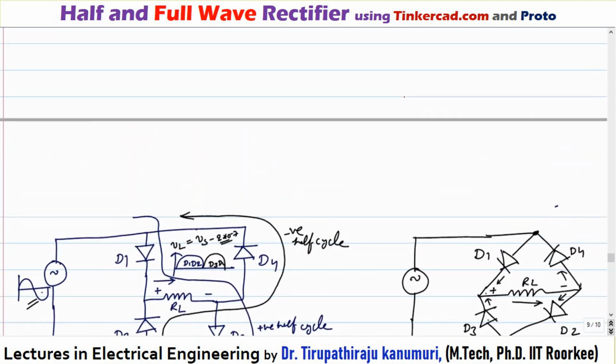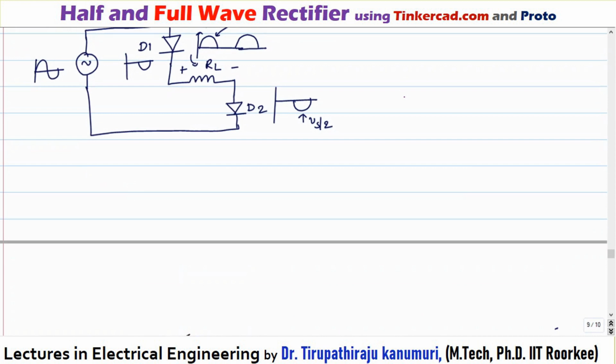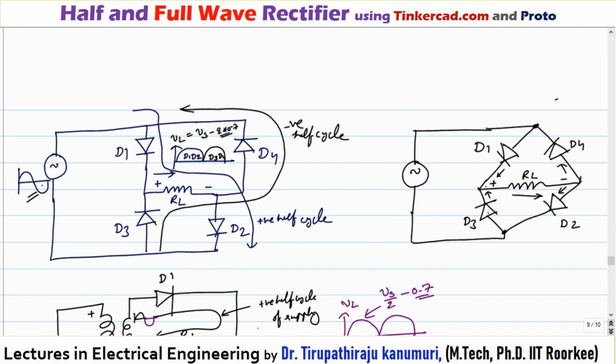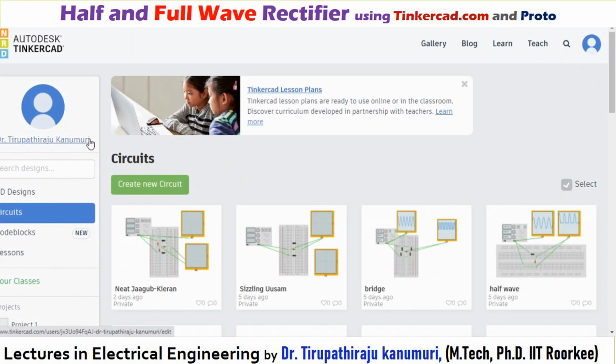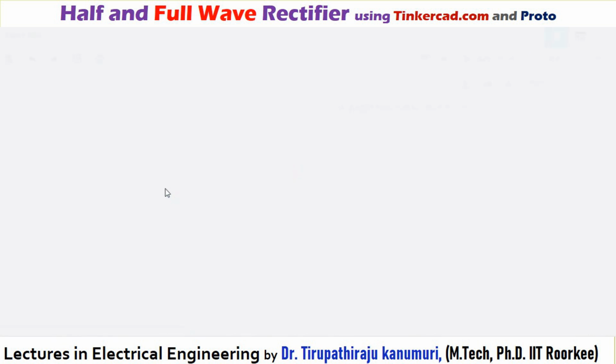Let us try to implement these circuits using the Tinkercad software first. After that we will go to the mobile software. For that I am opening Tinkercad. So this is Tinkercad. First you have to go to Circuits. After that you have to go to Create new circuit. Once you do that, it is just loading.